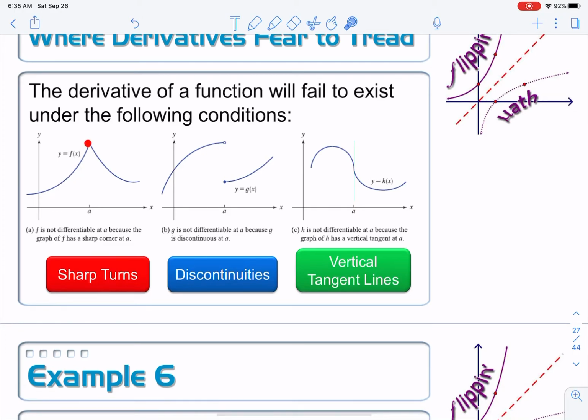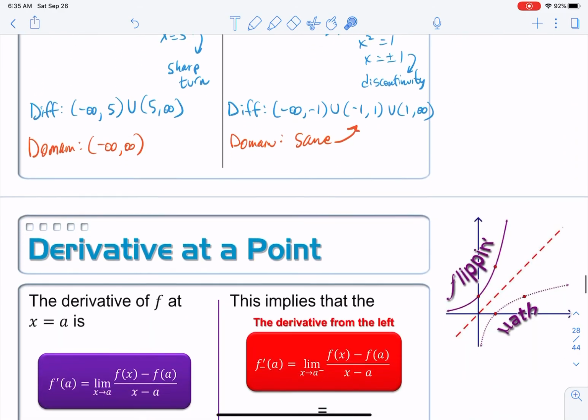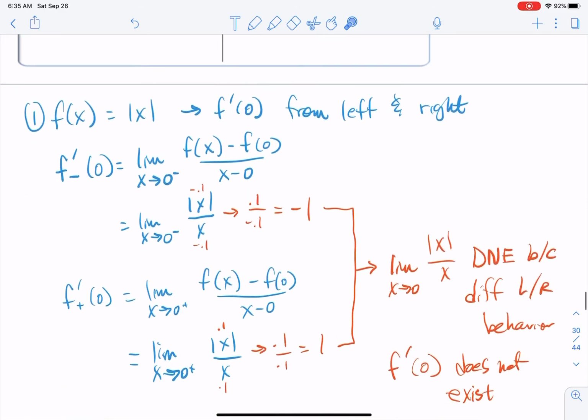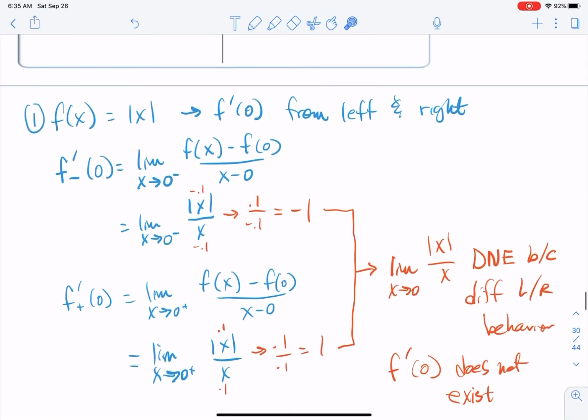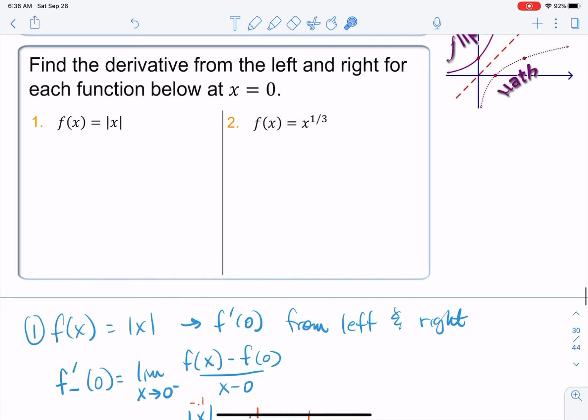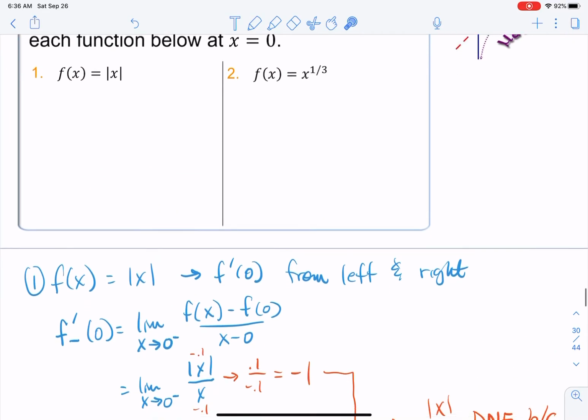I've got a positive slope and then negative slope immediately. It's not the same on the left side and the right side of that sharp turn. Therefore, the derivative's not going to exist. Let's take a look at the next one. So on the next one, we have the cube root function.